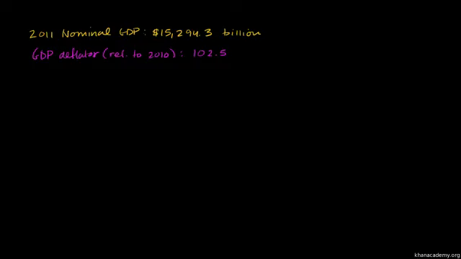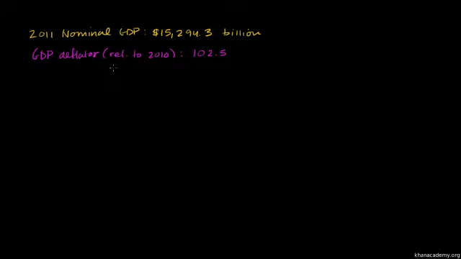Let's say the 2011 nominal GDP is $15,294.3 billion. And I didn't just make this number up. This is actually the advanced estimate of what 2011's GDP was in the fourth quarter. And this isn't just the fourth quarter number. They took the fourth quarter number and then annualized it to get to this 15,000 billion, which is essentially $15.2943 trillion of GDP.